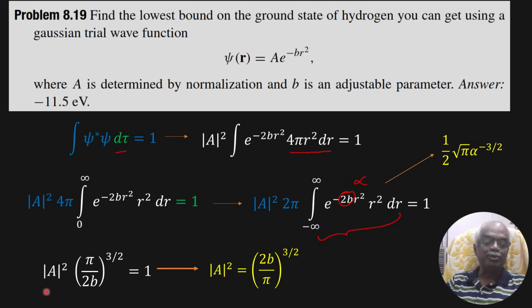If you substitute and simplify, you will get modulus A squared multiplied by pi over 2b, whole power 3 by 2, equal to 1. That means modulus A squared, bringing this to the other side, is just the inverse: 2b over pi, whole power 3 by 2. So we have found the square of the normalization constant.